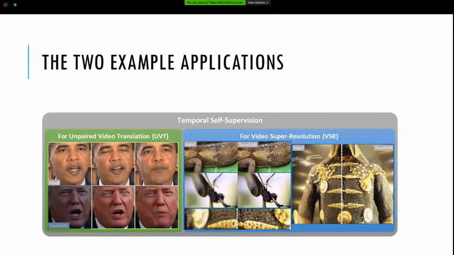Yeah. Well, I think it's worth exploring. Yeah. I mean, this method.